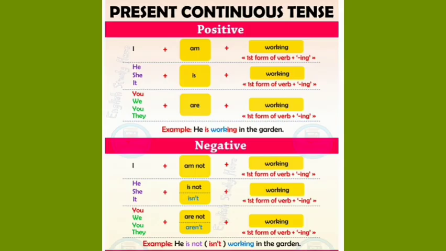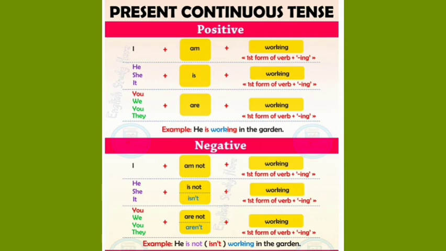Okay, students? So positive sentence, as you can see: I am working. First form of the main verb with ing. He is working. She is working. It is working. You are working. So you can easily see that your choice of be verb completely depends upon your subject. We are working. So how can you make it negative? Simply by adding not after the be verb.